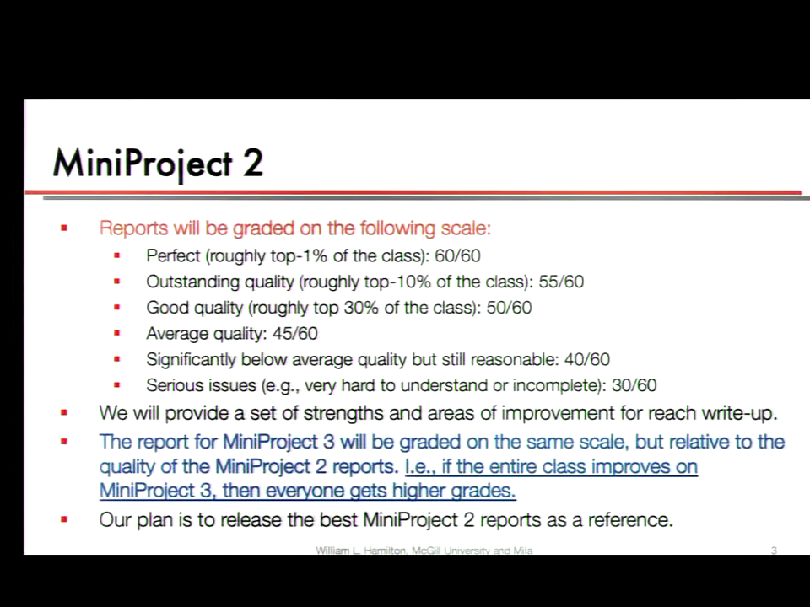So I'm just going to say here how the grading is going to work. It's roughly going to be a scale like this, where we're grading reports. A perfect report is a report where there are no areas for improvement. That's a very rare thing to happen. Otherwise, there are outstanding reports, roughly the top 10% of the class. There are good reports, and there are average reports. For the most part, people are going to fall into these categories. We hope that nobody falls into the significantly below average or serious issues categories.